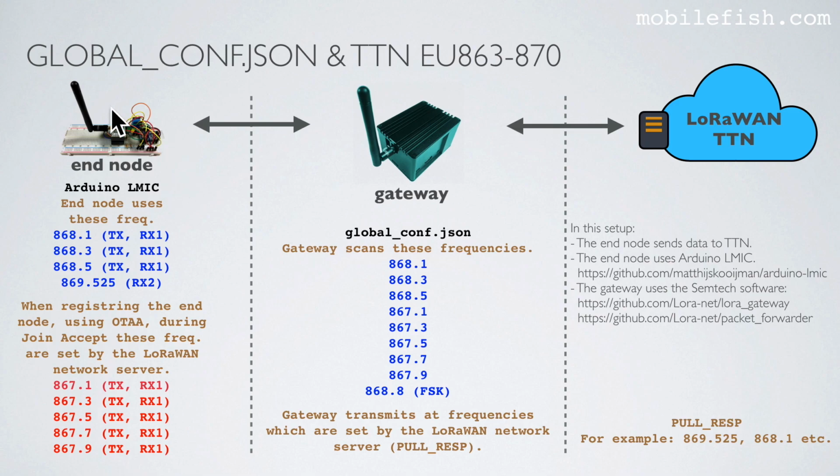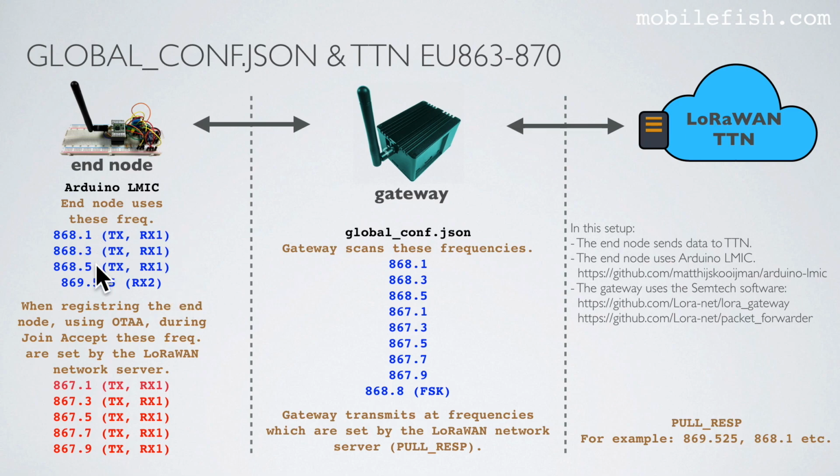In this setup, the end node sends data to the Things network. The end node uses Arduino LMIC. The Arduino LMIC can be found at this GitHub page. And the gateway uses the Semtech software. LoRa gateway can be found at this GitHub page, and the packet forwarder can be found at this GitHub page. These 4 frequencies are hard-coded in the Arduino LMIC library. The end node uses these 4 frequencies.